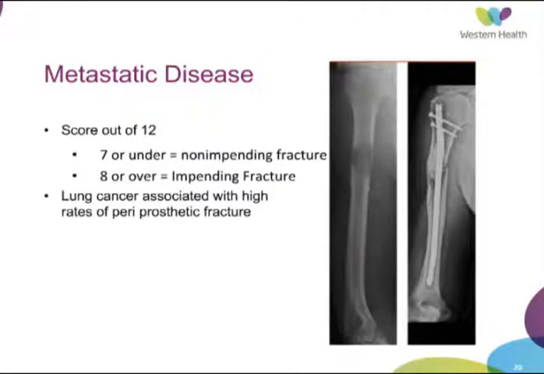But it became very clear that if you had a score of 7 or under, you can treat that as a non-impending fracture. If you had a score of 8 or more, there's a very high risk of fracture. If you had a score of 8, you had about a 30% chance of fracture, and that went up to 50%, almost 90% if you had 10 or above.